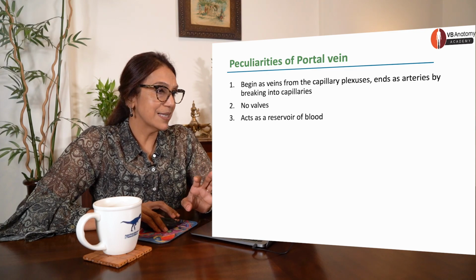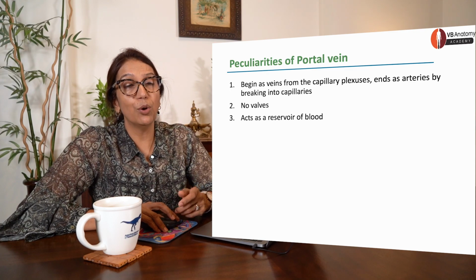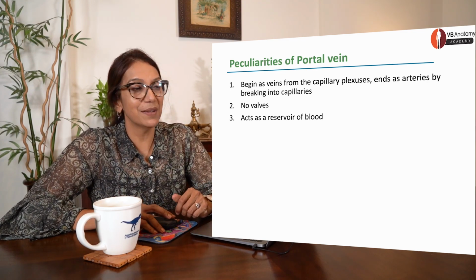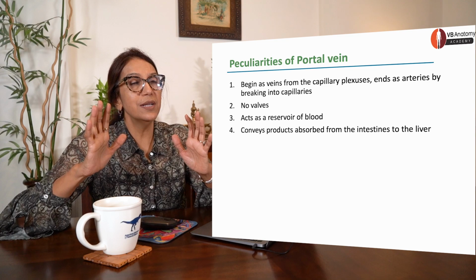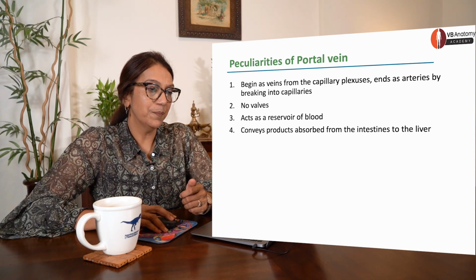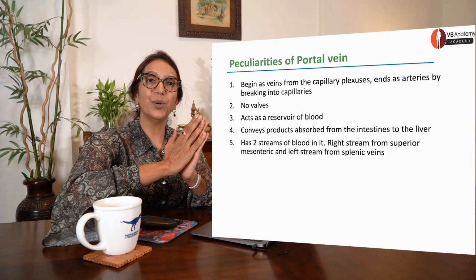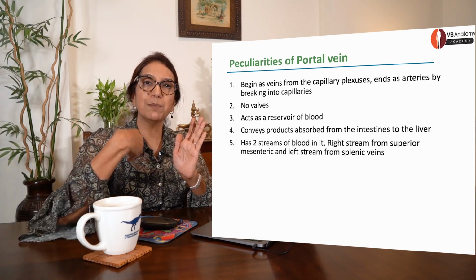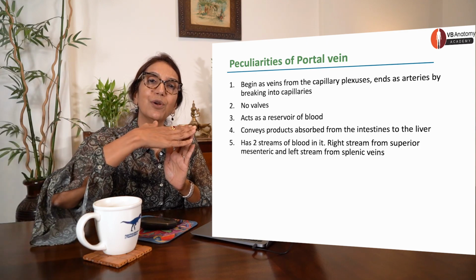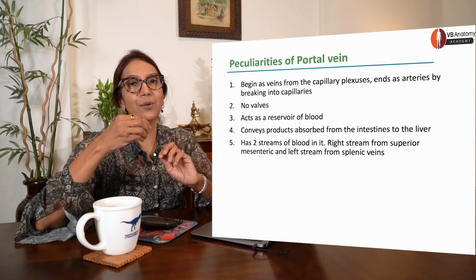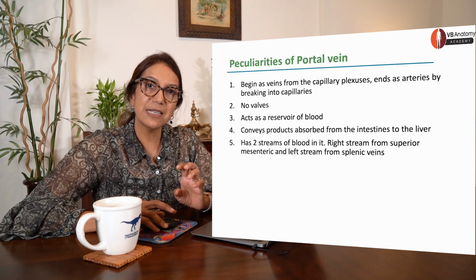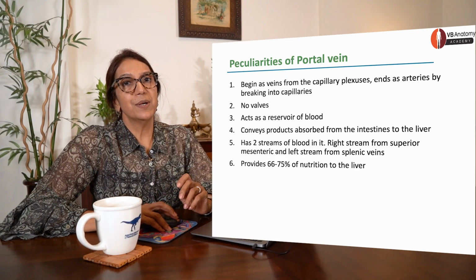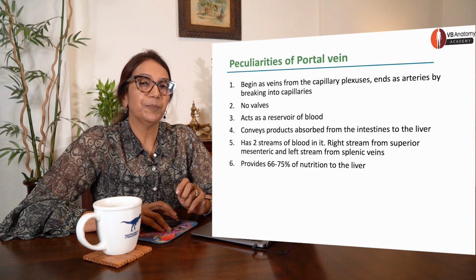It has got no valves. It acts as a massive reservoir of blood. Almost it is said that 1/4 to 1/3 of your total blood can stay in the portal vein. It conveys blood products which are absorbed from the gut into the liver. And it has got two streams of blood flowing through. One coming from superior mesenteric, which is carrying blood loaded with absorbed products from gut. One is coming from the spleen, which is carrying products like blood breakdown products of RBCs and so on. Finally, it provides 66 to 75% of the blood requirement of liver.